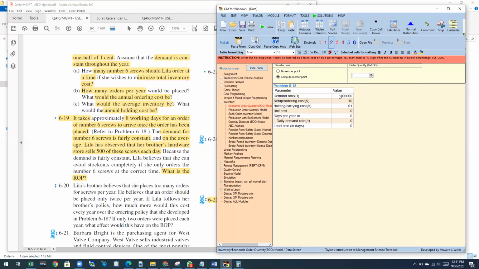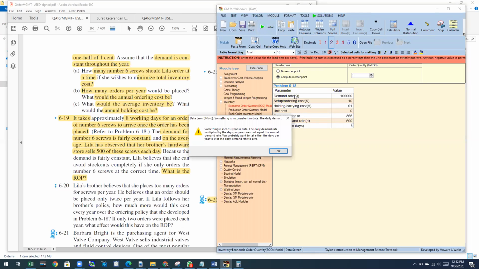What is the demand rate? We know that the demand rate is 100,000. What is the setup or ordering cost? It's $10 per order. What's the holding cost? It's 0.005 per unit per year. Unit cost is empty. Days per year, it doesn't say, but let's just assume it's 365 days. The daily demand rate is about 500 screws each day, so we put in 500. And the lead time is 8 working days, so we type 8. Once we are done with that, we click solve.